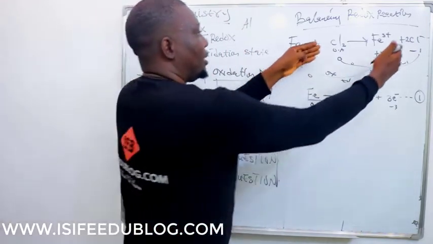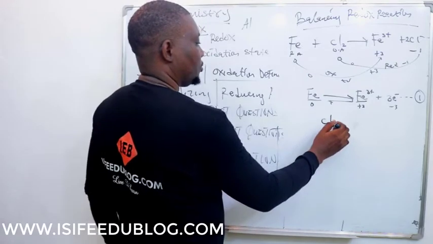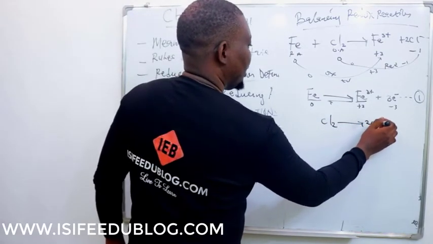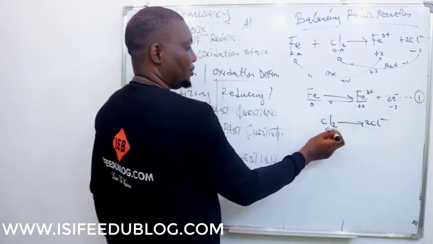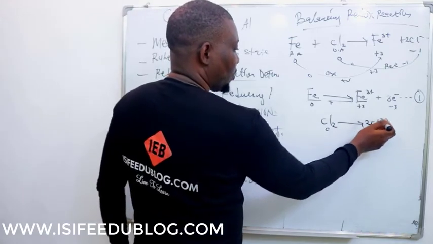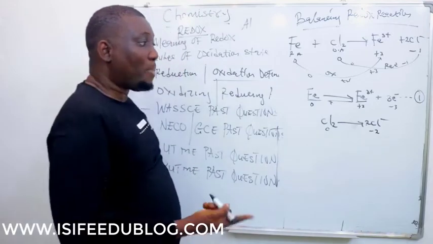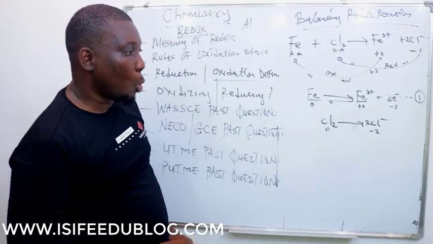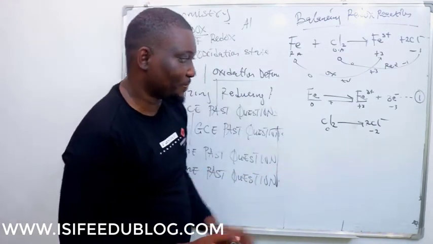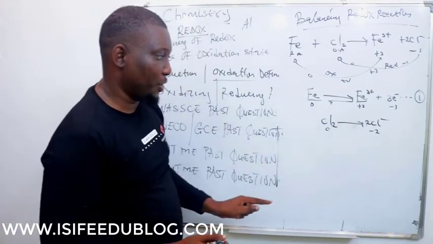And then I'll bring this one out as reduction, which I have Cl2 and then 2Cl minus. Here is 0, here is minus 1 times 2. The total net charge here is minus 2. So that means it is not balanced. And I equally know that since this is reduction, the reduction is the gain of an electron.